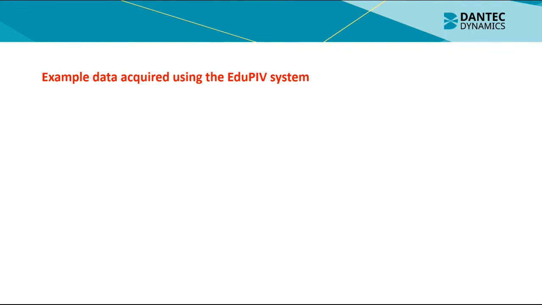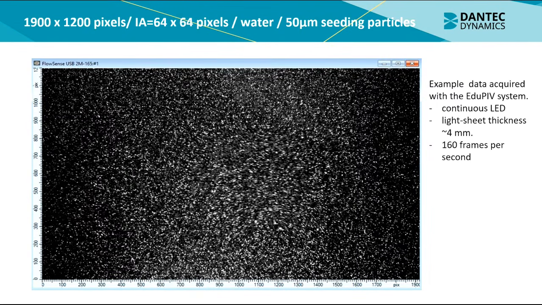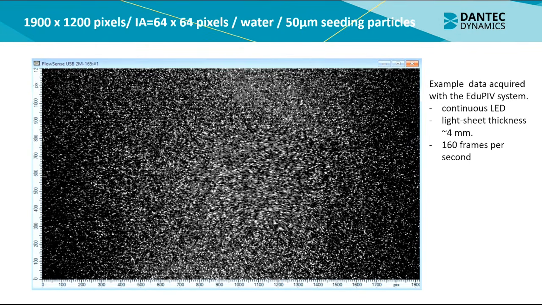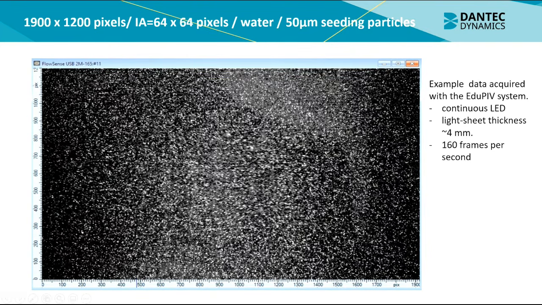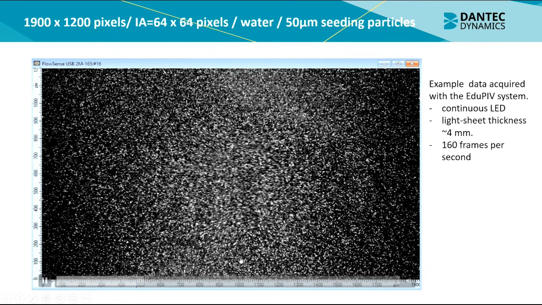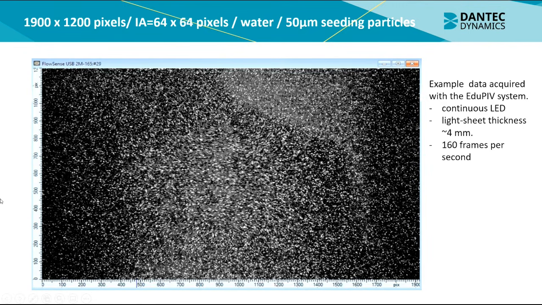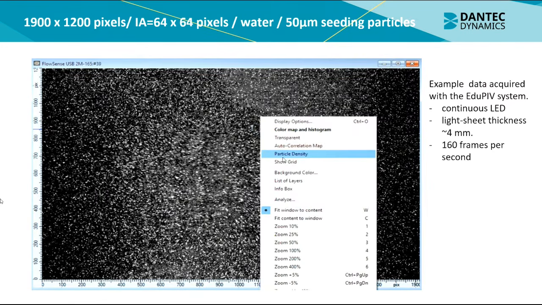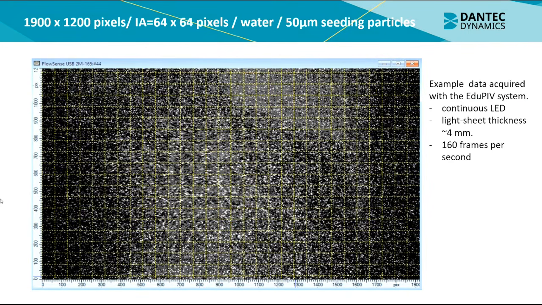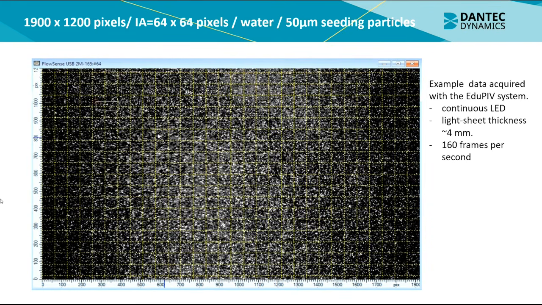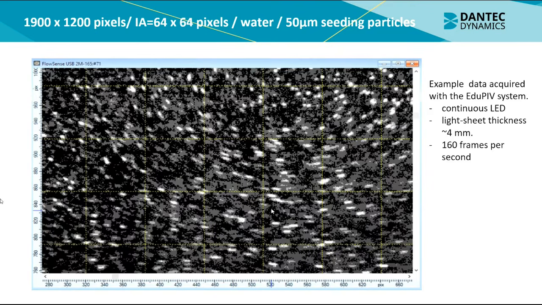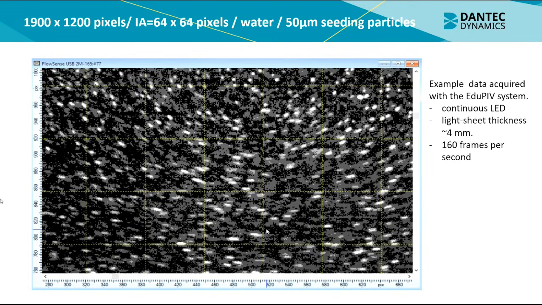Now we'll look at example data obtained with the EDU PIV system. Again, we have the original images obtained by the camera with the particles moving in the flow created by the pump and nozzle. We'll add the grid in so that we can see where vectors will show up in each interrogation area. And then through the post-processing algorithm, also known as cross-correlation, we calculate what the arrow should look like within each interrogation area.